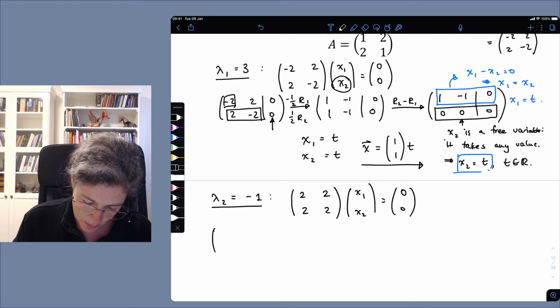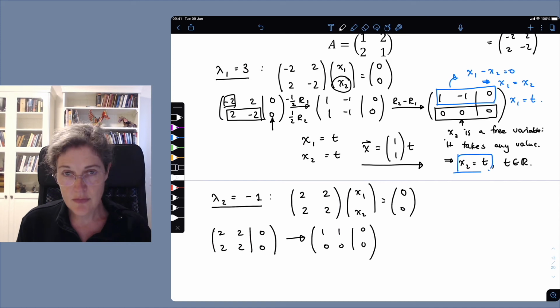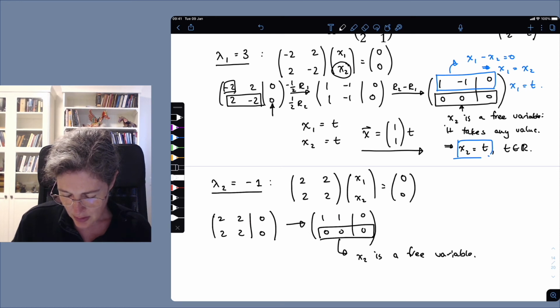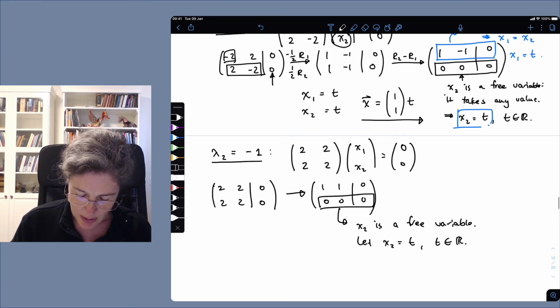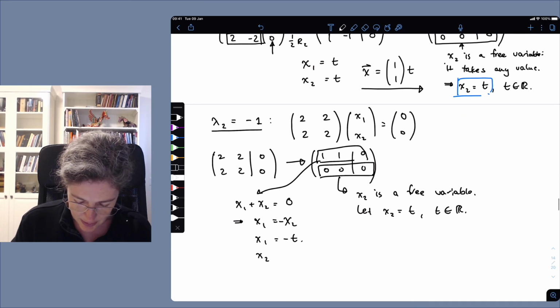Even more straightforward, we're just Gauss reducing this thing, and you can see straight off that our solution must be this. Again, we have that x2 is a free variable. So we say let x2 be t for t any real number. Then we can write out our first equation, x1 plus x2 is equal to 0, which gives us x1 is equal to minus x2, but we're letting x2 be t, so we've got x1 is equal to minus t, and x2 is equal to t.